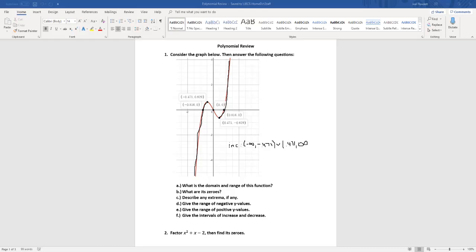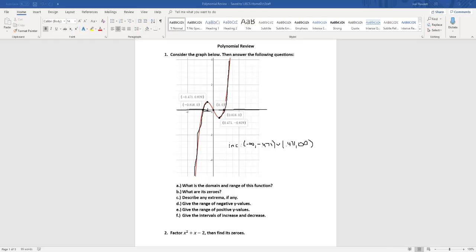I still do not have my digital pen, so the handwriting still looks a little rough. Hopefully that will be straightened out after this week. But as you can see, again, it's increasing as x goes from negative infinity up to this point here. It's increasing on this interval. And then it's increasing again on this interval as x goes from 0.471 to infinity.